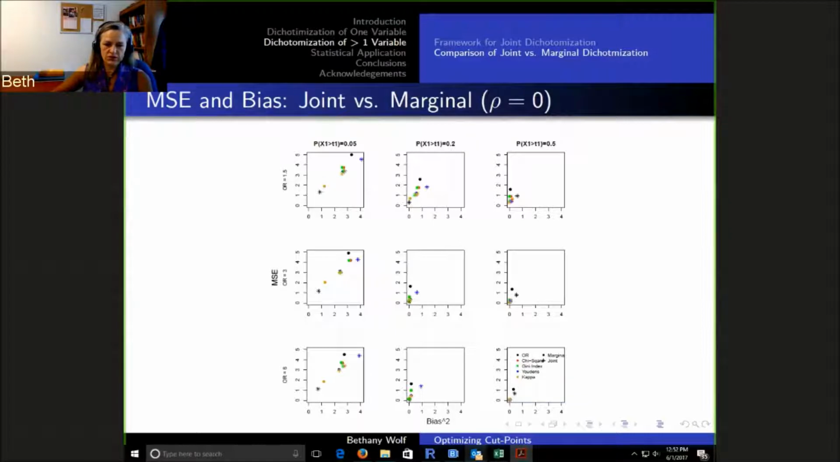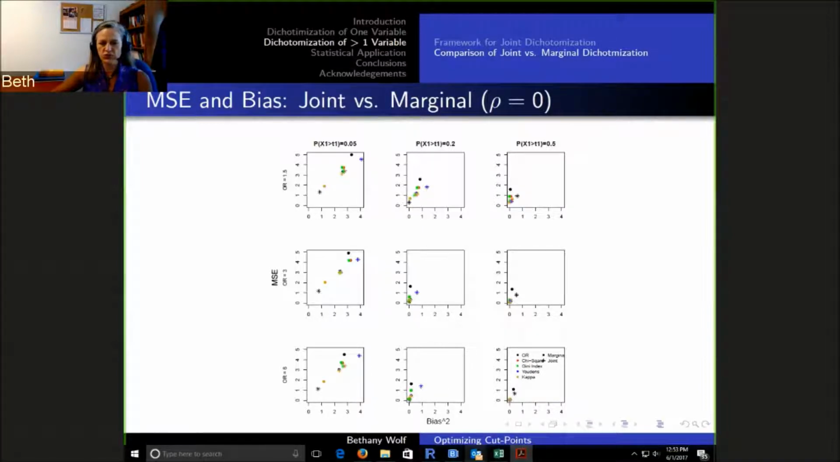And so what you see, let's start with this first corner plot here. You see the same trends where if I increase my strength of association, I do a better job. If I increase my probability that x is greater than t, I do a better job. Though the strength of association has much less of an effect in the joint case than it does when I'm only considering a single variable.